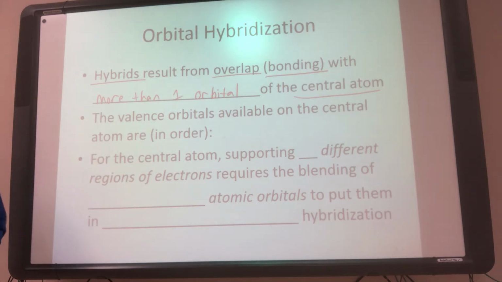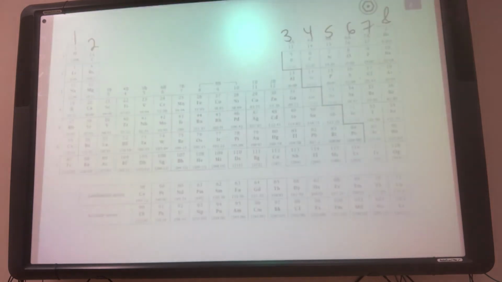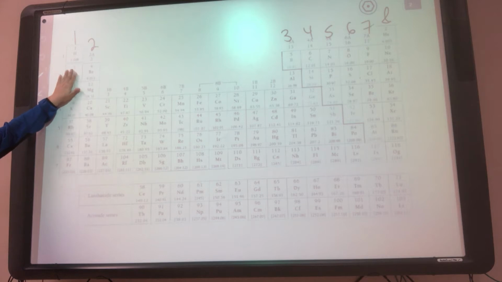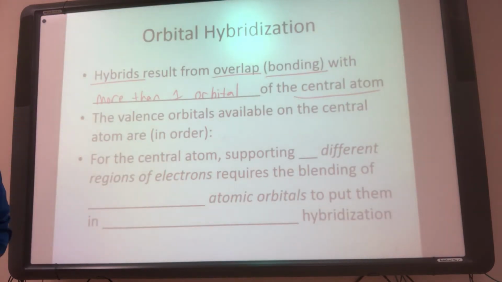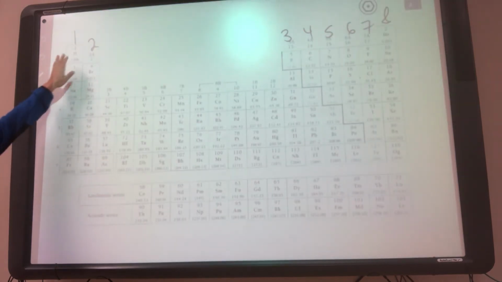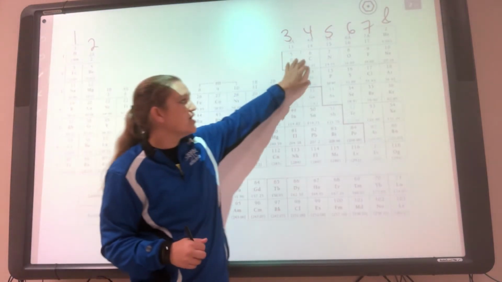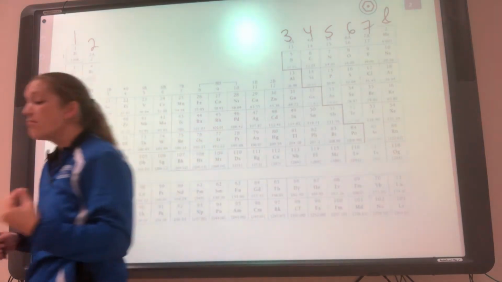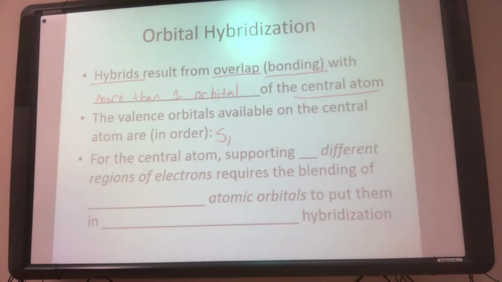So when we think about orbitals, what's the very first orbital we hit when we look at our periodic table? The first one we hit is this block, and that was our what? That was our S orbital. And how many different S orbitals did we have? We only had one. What was the next one? So we would go here, then we'd come over here, and this was my P block. How many different P orbitals did I have? I had three different P orbitals.